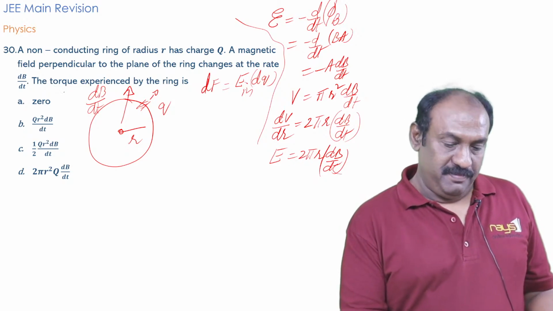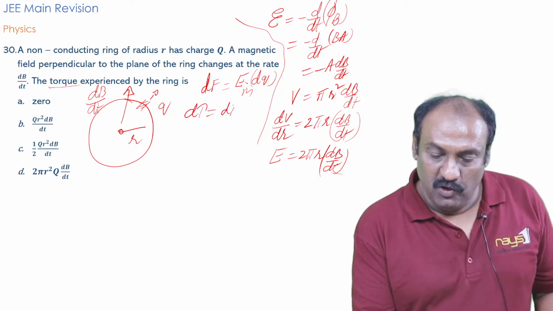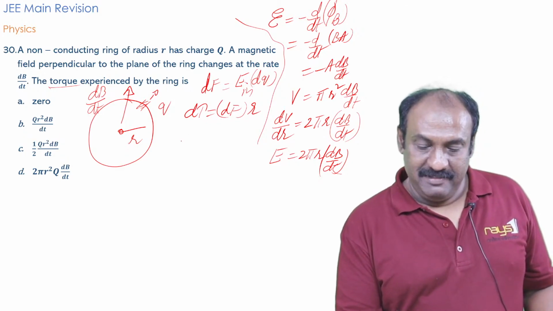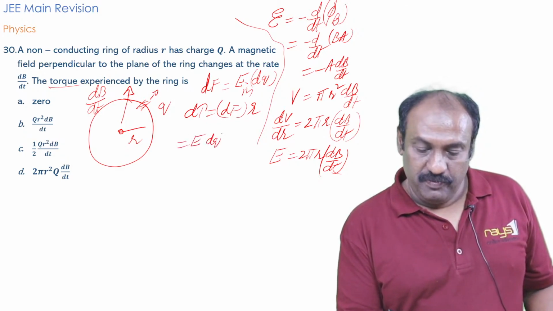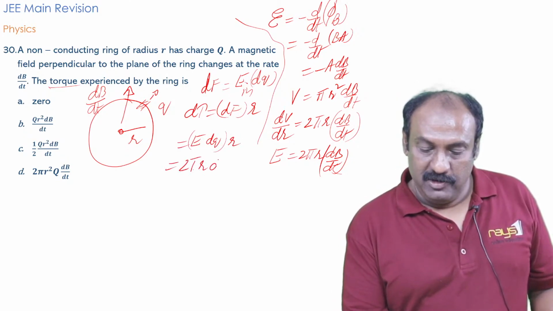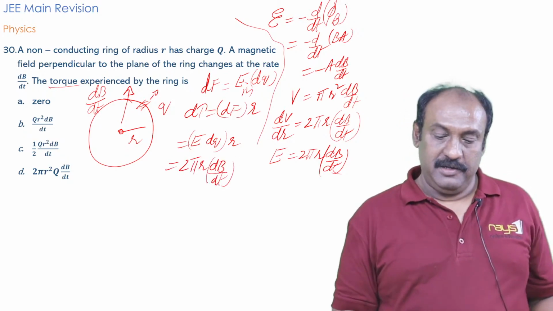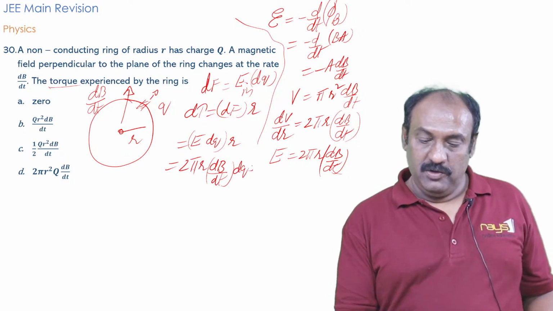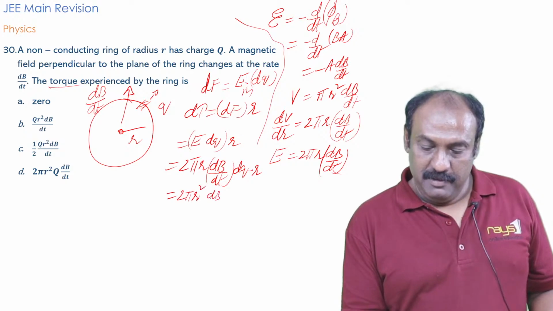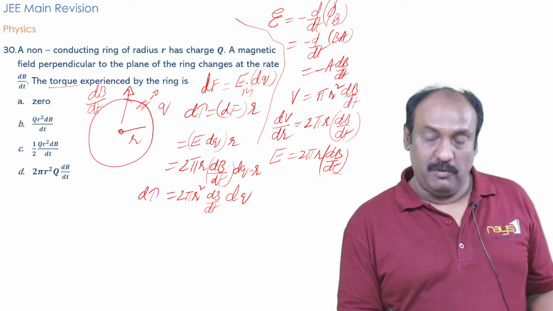What we want here is the torque experienced by the ring. Therefore torque d tau equals force multiplied by perpendicular distance. What is dF here? It is E into dq, into the perpendicular distance r. E is 2 pi r into dB by dt, into dq into r. Therefore 2 pi r square dB by dt into dq is the torque on the small elemental strip.